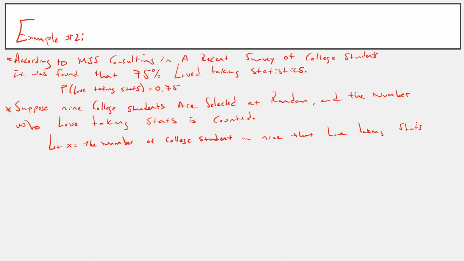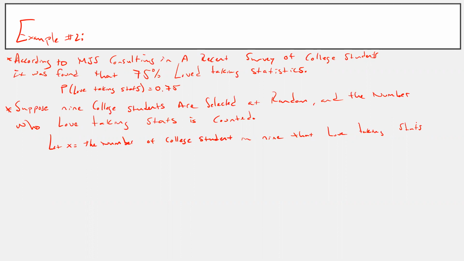So this is a discrete random variable because there's a finite number of outcomes. And again, it's a binomial experiment because it meets the 4 criteria. It's performed a fixed number of times. So how many college students are we talking to here? I'm talking to 9 college students. And then there's only 2 things that can happen: they can either love taking statistics or they do not love taking statistics. Personally, I don't know how that's possible, but okay.